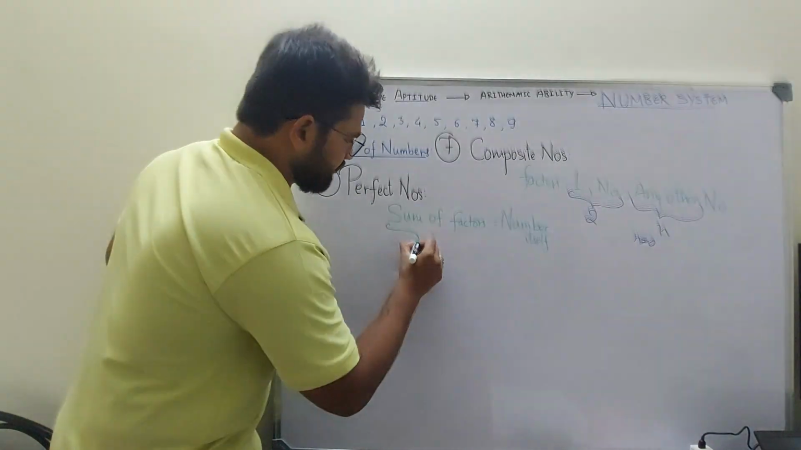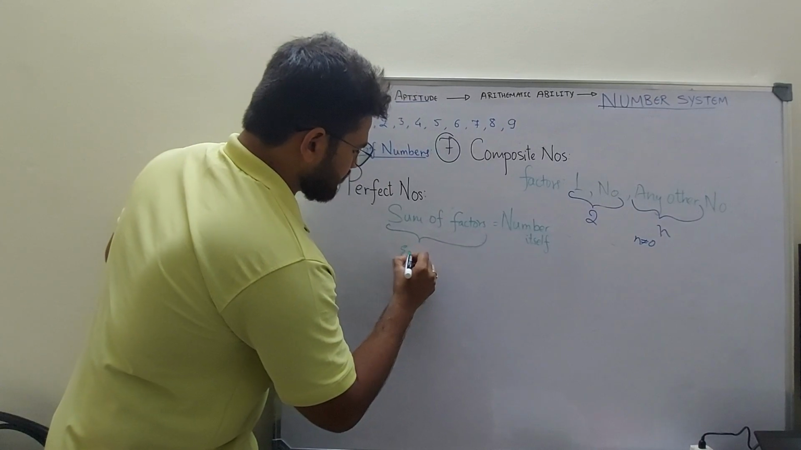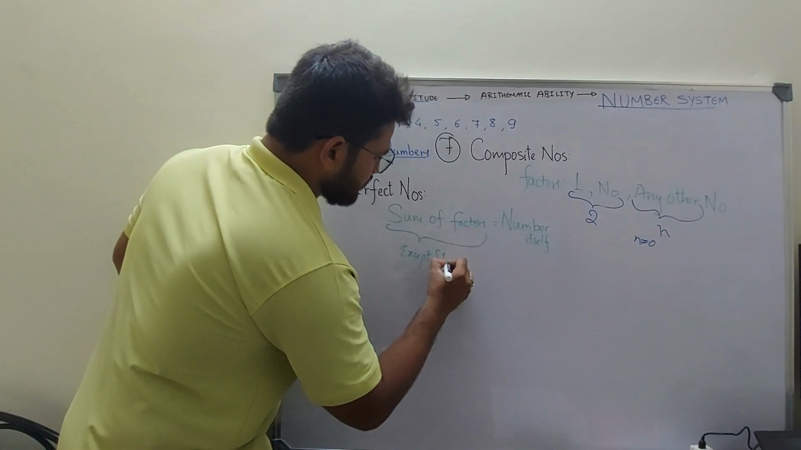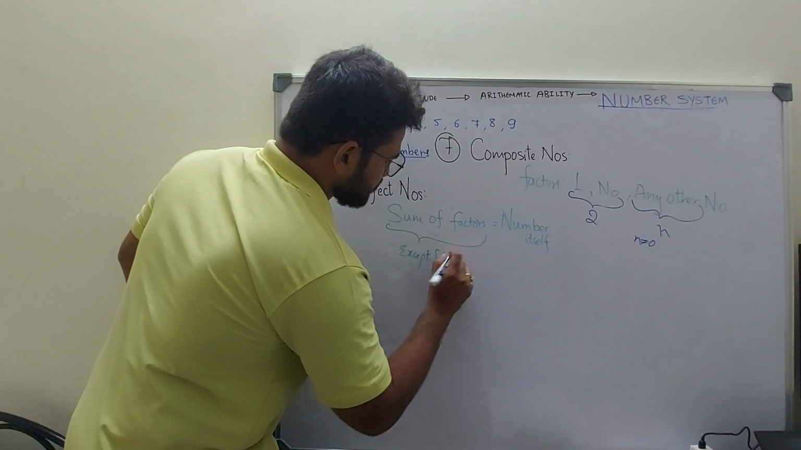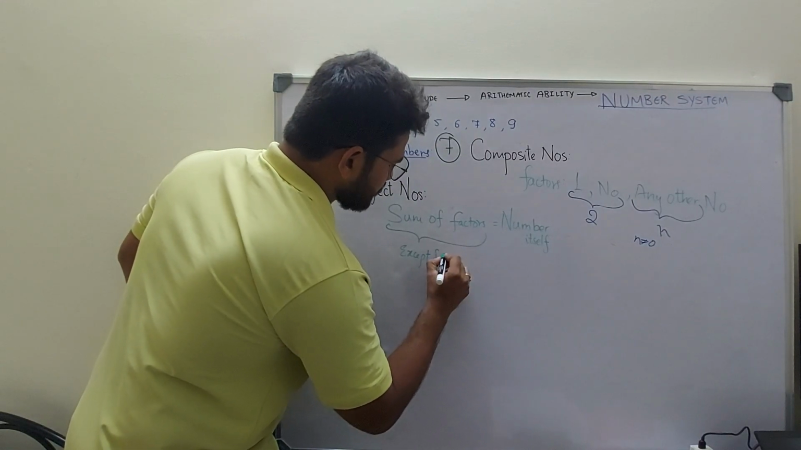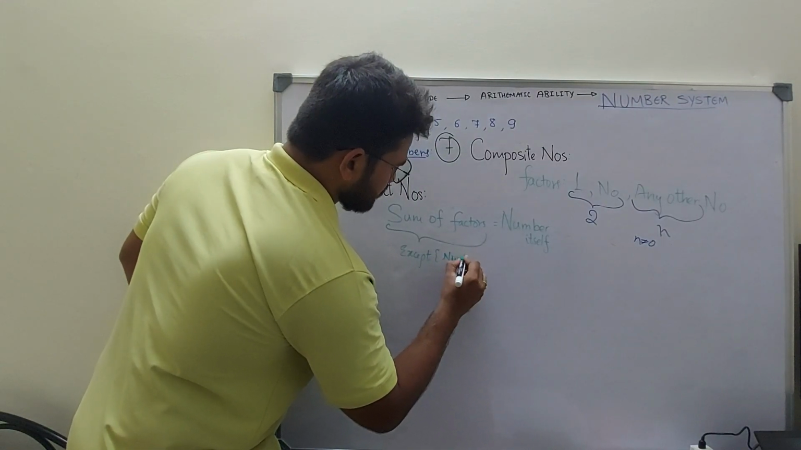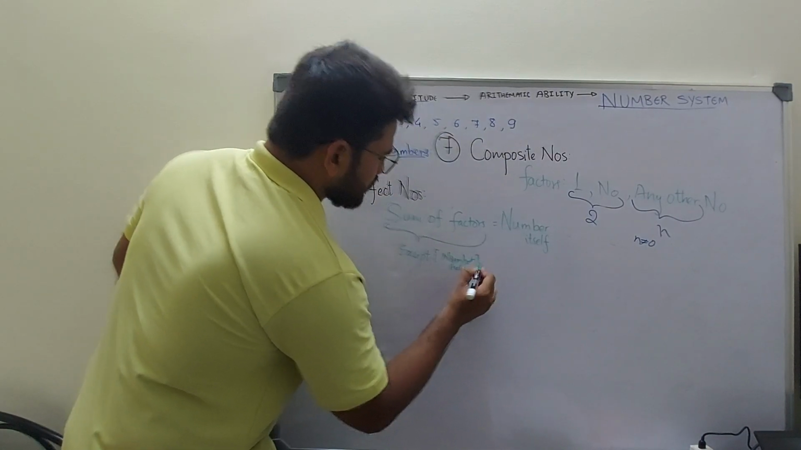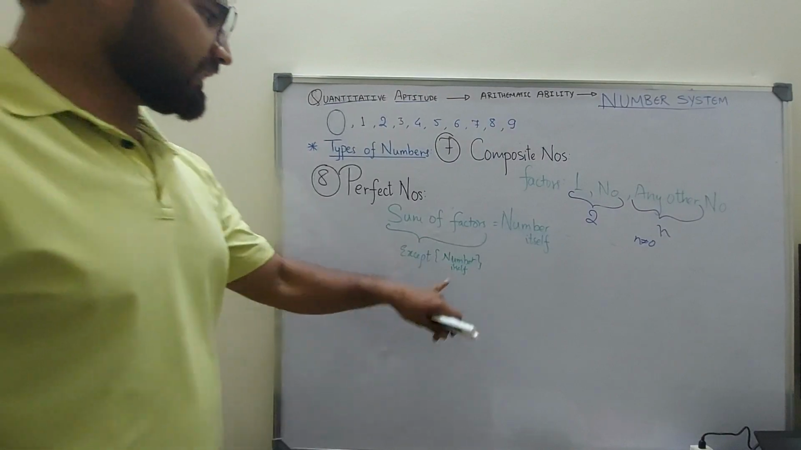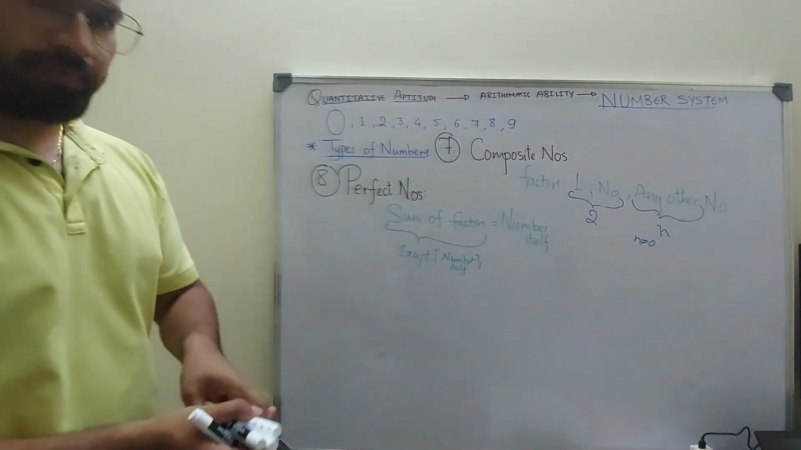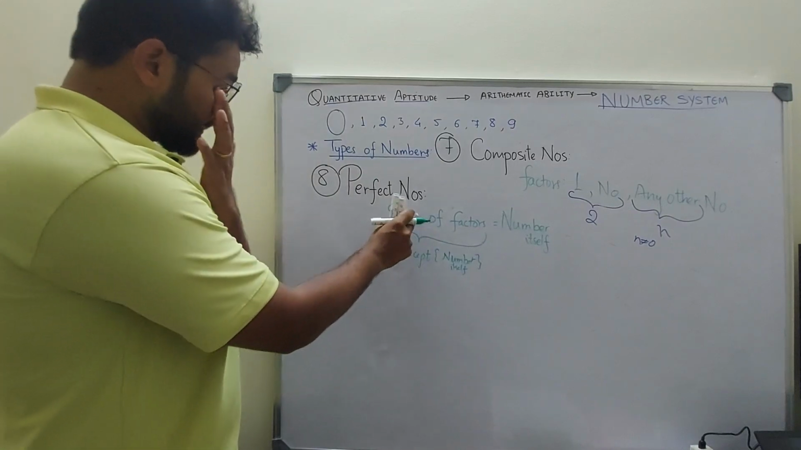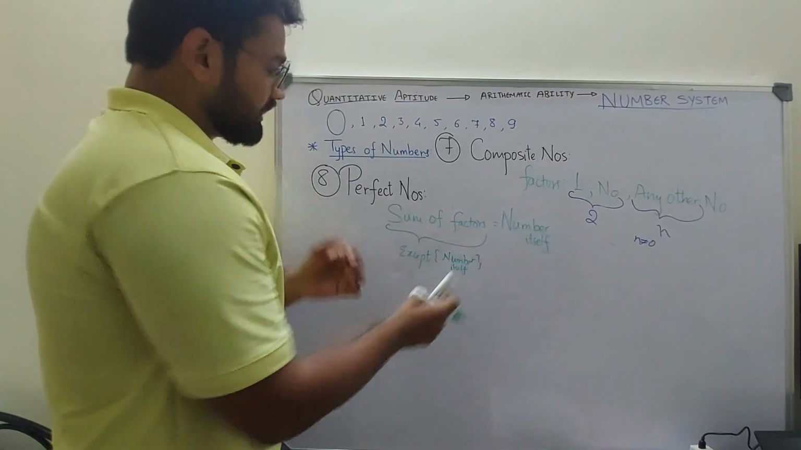Exception, sum of factors except 1 and except the number itself. So when you add these factors, obviously the number itself will be the factor of its own, right? So you should not keep this here while summing it, and it should come to the number itself.